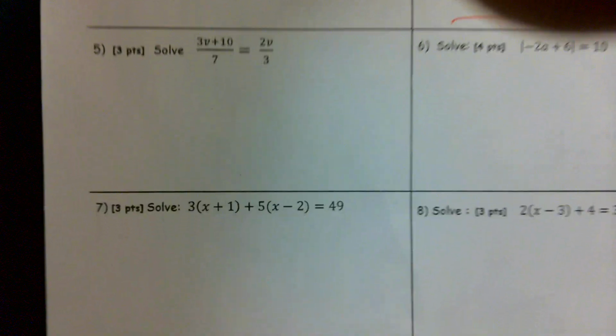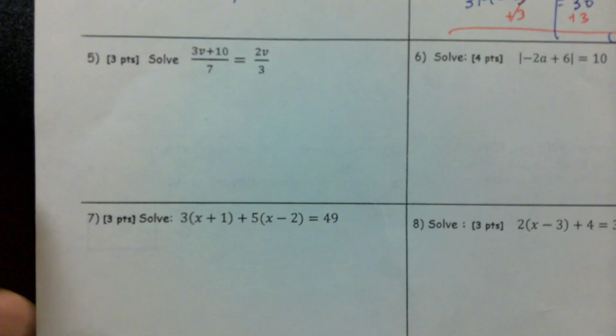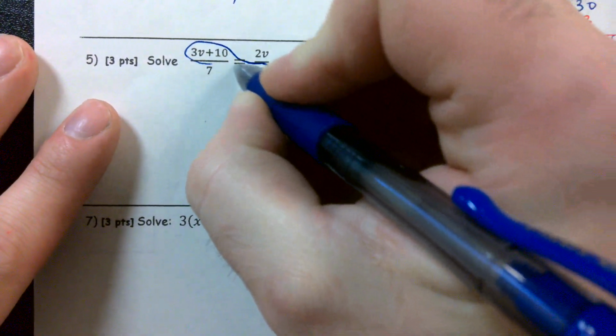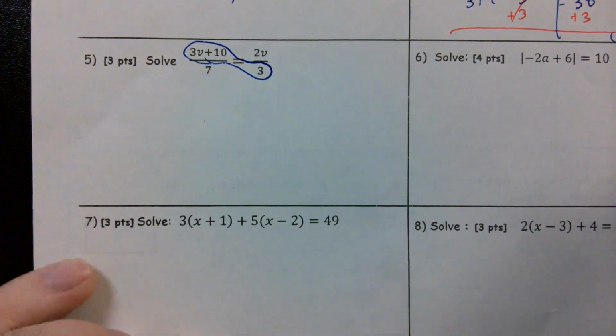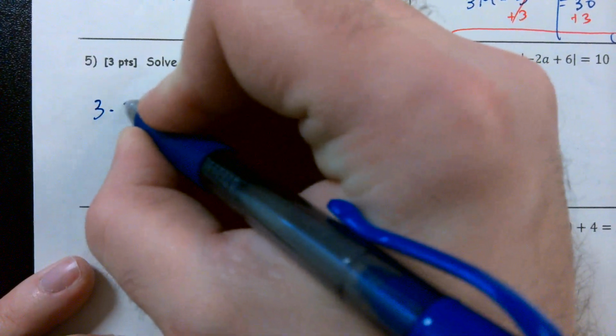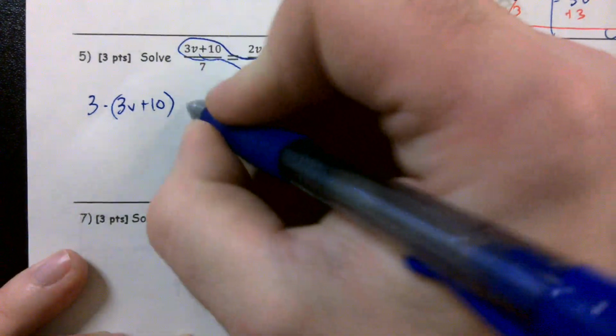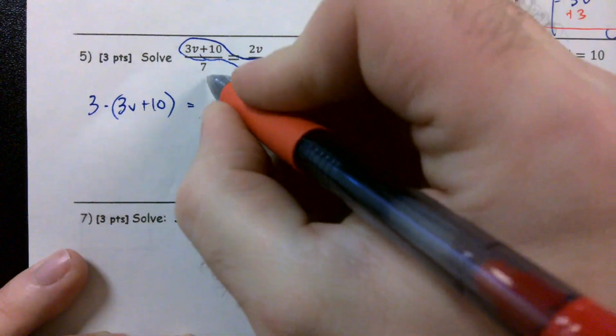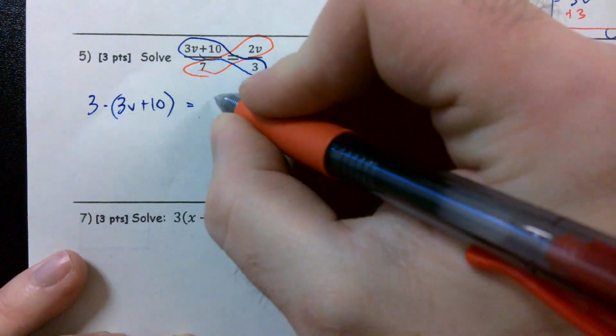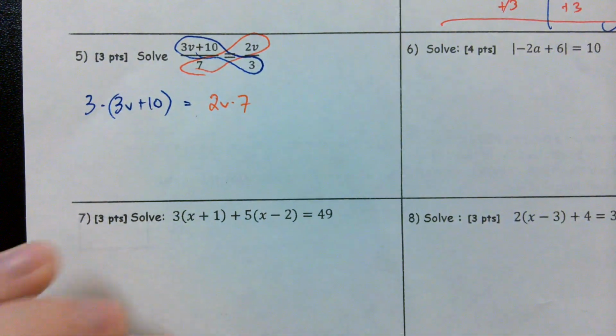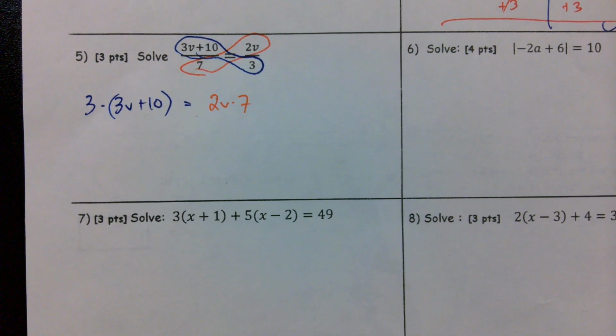Number 5. This is our little proportions. Cross multiplying, I'm going to multiply across like this. 3 times 3v plus 10 over, I'm going to cross multiply 2v times 7.